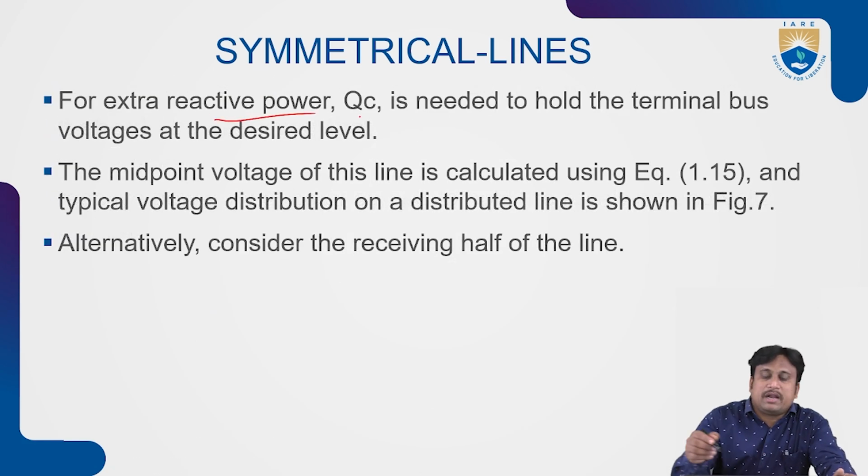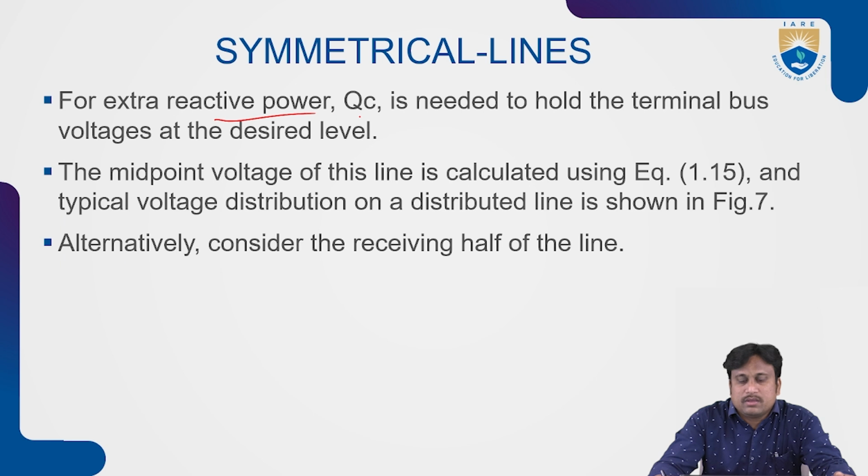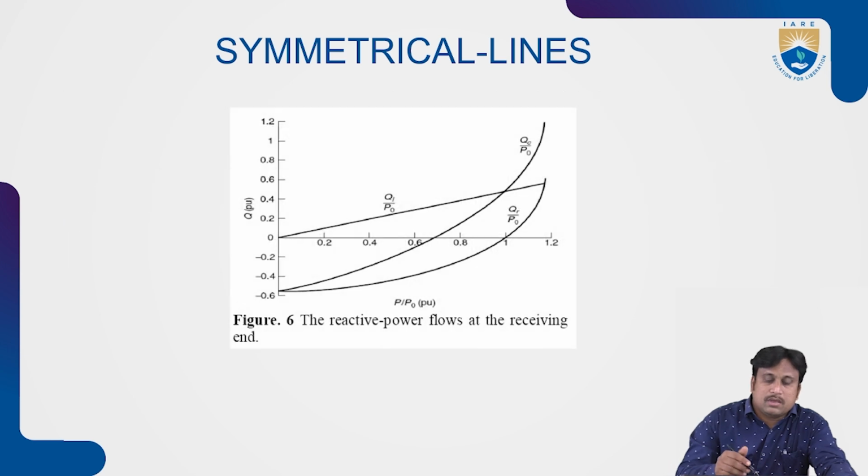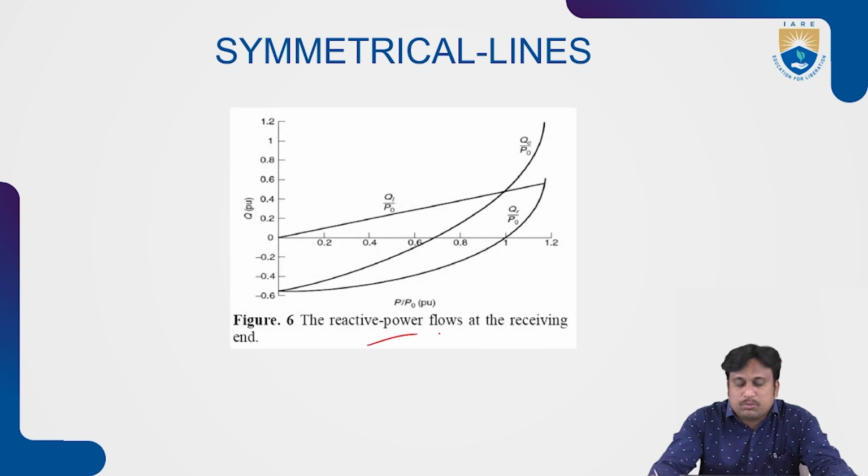So extra reactive power QC is needed to hold the terminal bus voltage at the desired level. The midpoint voltage of this line is calculated by considering one of the simple exercises, and the typical voltage distribution along the line is going to be treated. Alternatively, there will be consideration of the receiving end of the line. This is the diagram showing reactive power flows at the receiving end voltage.